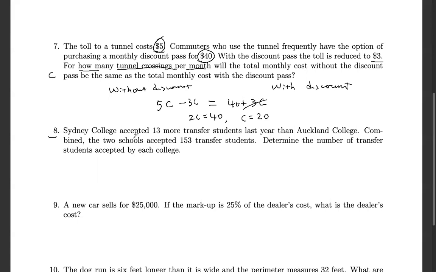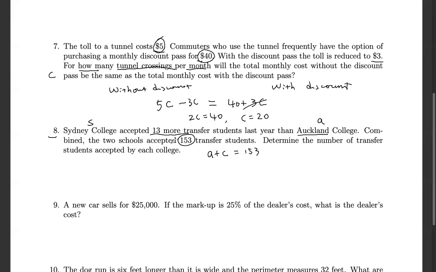Let's say 8. Sydney College accepted 13 more transfer students last year than Auckland College. So combined, the two schools accepted 153 transfer students. Determine the number of transfer students accepted by each college. Let S be the number Sydney College accepted, and A the number Auckland College accepted. So this 153 in total means the transfer students for both of them add together, that's 153.